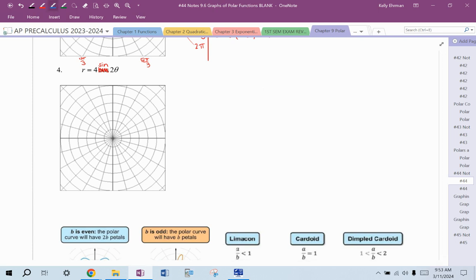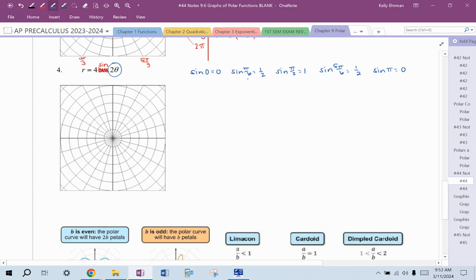So I still start out the same way by saying, what are the nice angles for sine? Sine of 0 is 0. Sine of pi over 6 is 1/2. Sine of pi over 2 is 1. Sine of 5 pi over 6 is 1/2. And sine of pi is 0. And if I need more than that, I'll keep going. But here's the catch on this one. We're not just plugging in 0, pi over 6, pi over 2, because when you plug that in, you're plugging into 2 theta. So if you plug in pi over 6, for example, it'll be 4 times the sine of 2 pi over 6, which is pi over 3, and that's an ugly number.